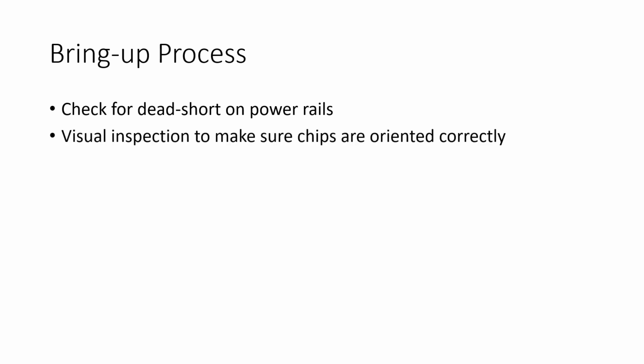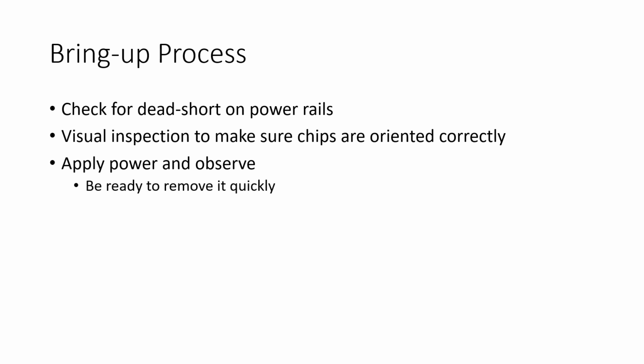After that, I usually do a visual inspection to make sure that all the chips are inserted the right way, and all capacitors with polarity are inserted the right way as well. That was all okay for this build, so next, we add power and observe, and be ready to turn it off quickly if necessary. Before checking for functionality, I usually look at the 5-volt rails.